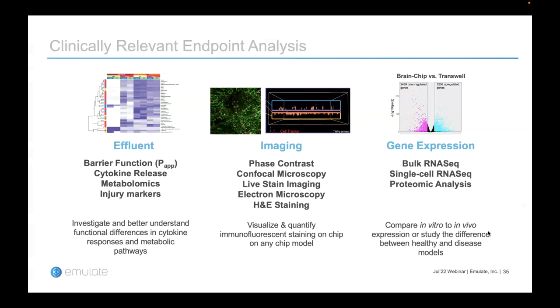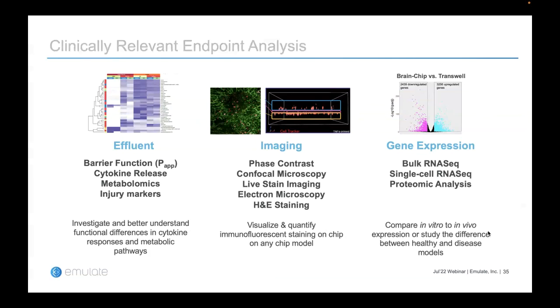We use effluent collection to look at the barrier function of the model. This is important for things like the gut, as I mentioned previously. A healthy gut has a nice tight barrier between the epithelia and the vasculature. When you induce a pathological state, that barrier breaks down, and microbes and all sorts of nasties start to get through. So effluent collection is the way that we look at that barrier in a temporal way. But you can also see cytokine release from each chamber independently. You can look at the metabolomic profile of the biology, and we also use it to look at the injury markers for our liver chips as well.